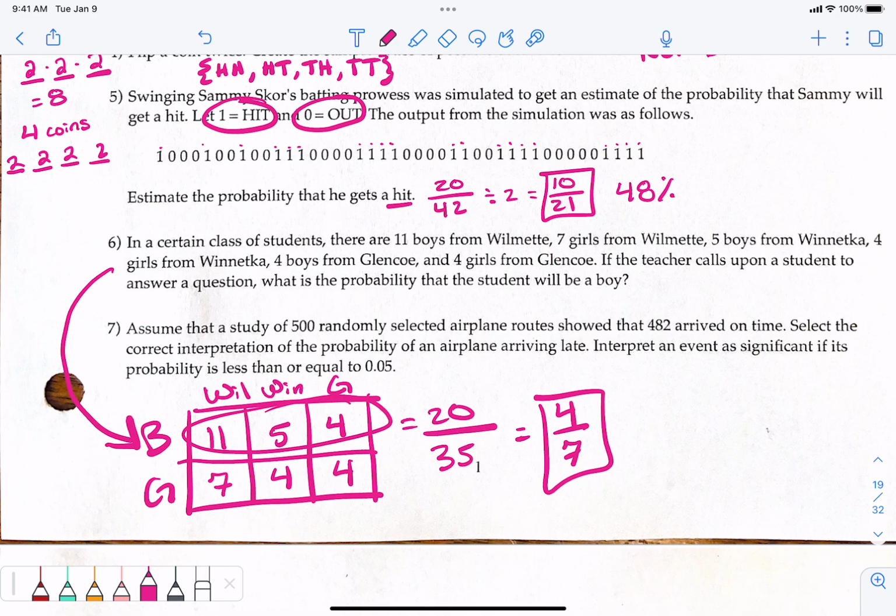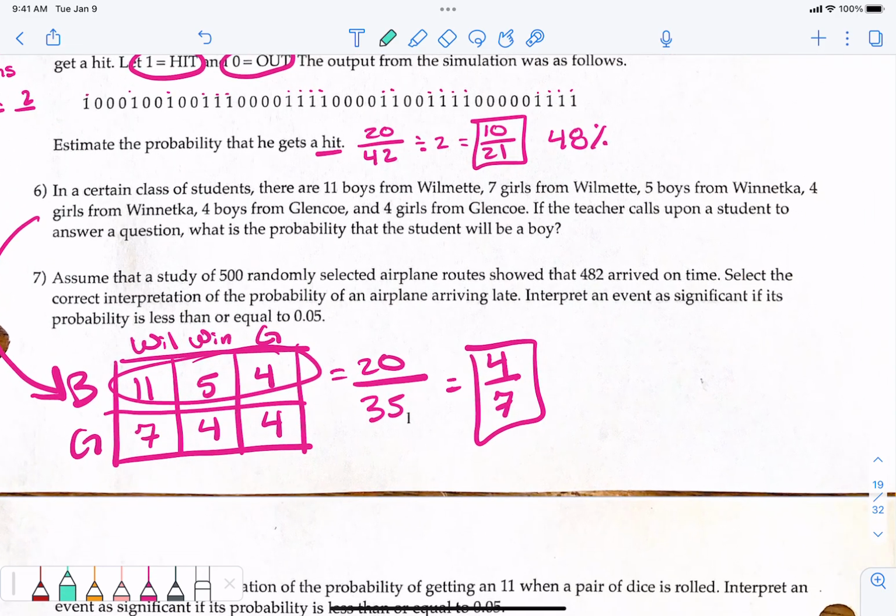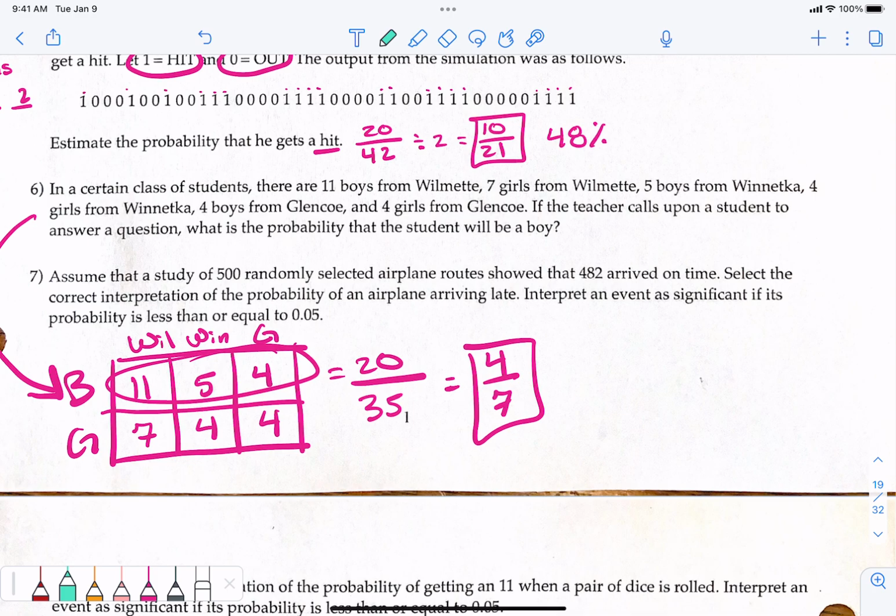Okay, number 7. I'll use a different color since I'm on the same thing here. Assume that a study of 500 randomly selected airplane routes showed that 482 arrived on time. Select the correct interpretation of the probability of an airplane arriving late. Interpret an event as significant if it is blah blah blah. Okay, so 482 out of 500 arrived on time.